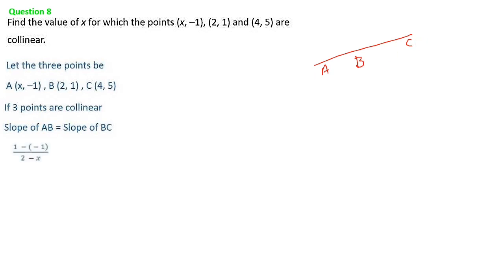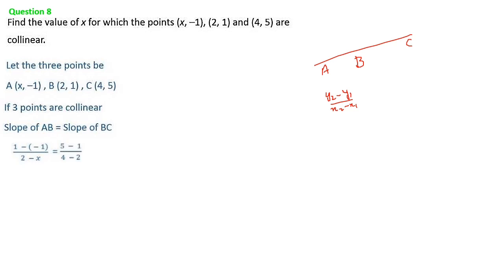And the slope of AB, we know the formula. The formula for finding the slope is (y2 minus y1) divided by (x2 minus x1). This is the formula, okay? And we have the points A and B. Here y2 minus y1: y2 is 1, so 1 minus (-1), divided by x2 minus x1, that is 2 minus x.